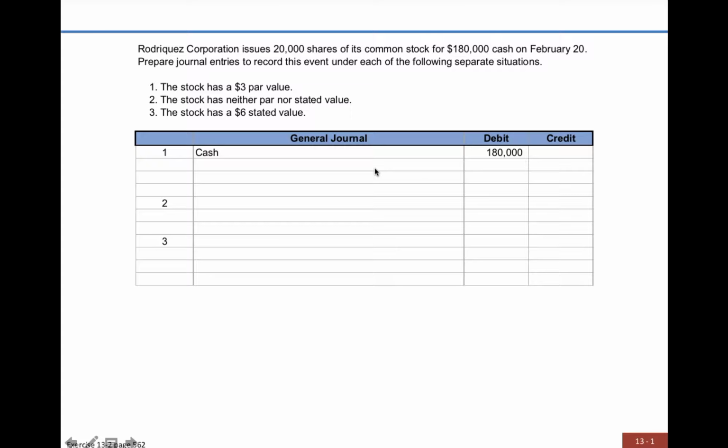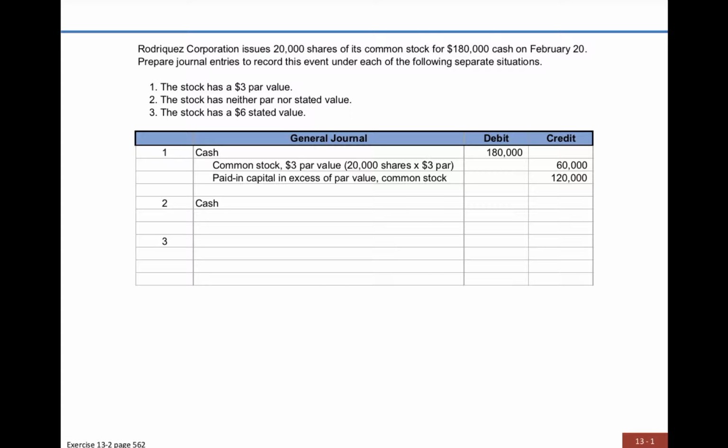And then the credit side would be to common stock first. Again, we said 20,000 times $3 per share, and that is going to give us essentially the par value of the stock. And so the difference between those two would be the paid-in capital in excess of par value. And common stock, just to show the class of stock there, and that one is done.